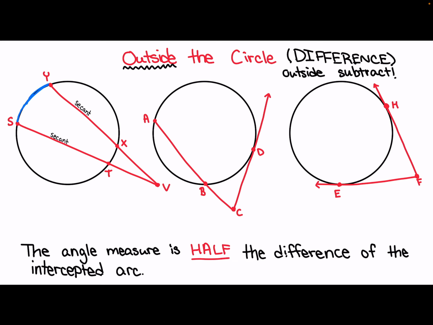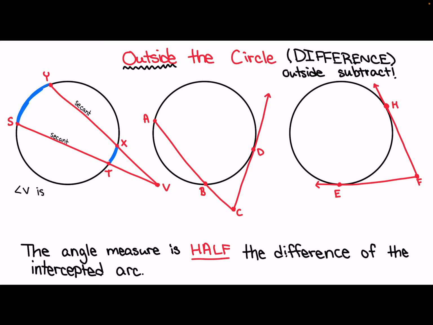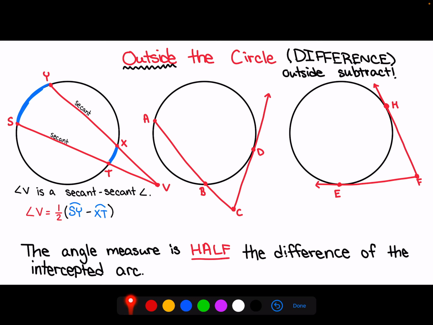Now, whenever we have an angle outside, our equation will always be our angle is equal to the arc that is far away, SY, minus, again we're subtracting, minus the arc that's close by, XT. And again, these are still being formed by the actual angles themselves. That's how these arcs are getting cut up. It's by this angle. So that's how we're able to solve these. So angle V is equal to 1/2 of arc SY minus arc XT.